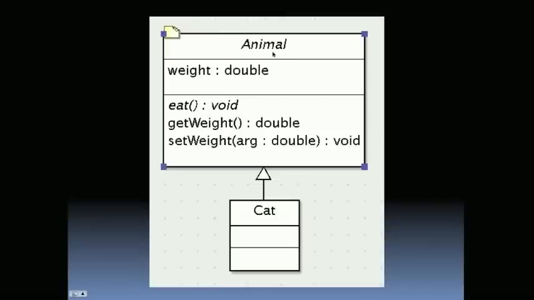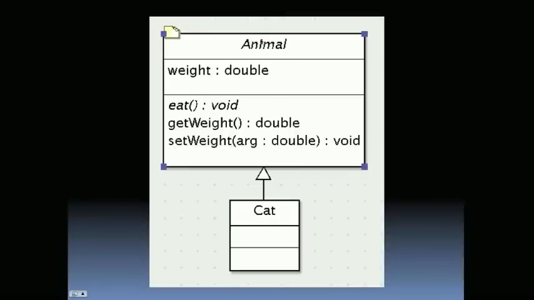Well, since this is an abstract class, eat indicates by being in italics that this is an abstract method. And what that means is the user will not define this method in animal. We will not have any code between curly brackets for this method. And what will happen is the definition of this method will be deferred to the cat class.